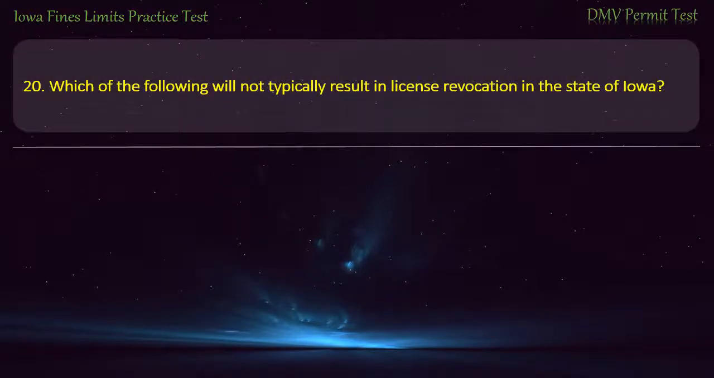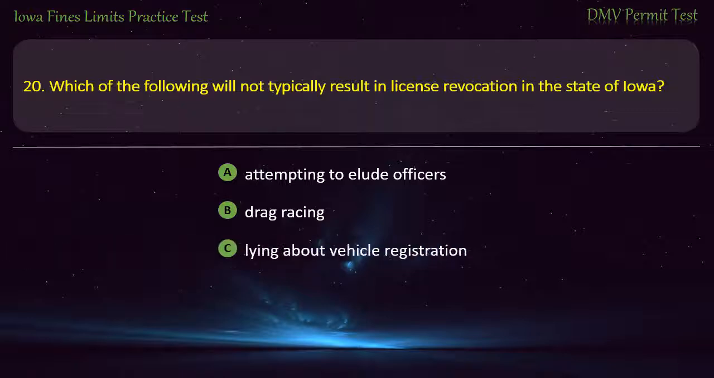Question 20. Which of the following will not typically result in license revocation in the state of Iowa? Attempting to elude officers. Drag racing. Lying about vehicle registration. Minor speeding violations. Answer. Minor speeding violations.